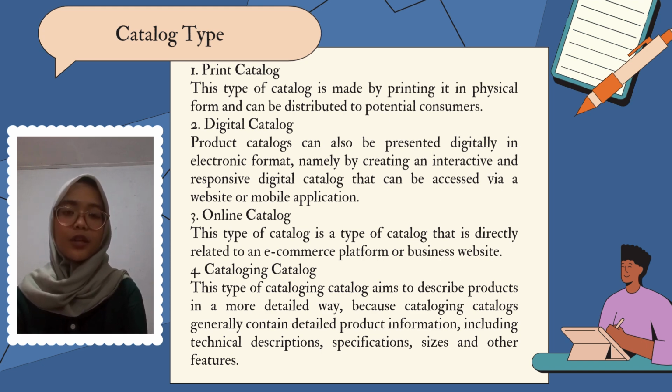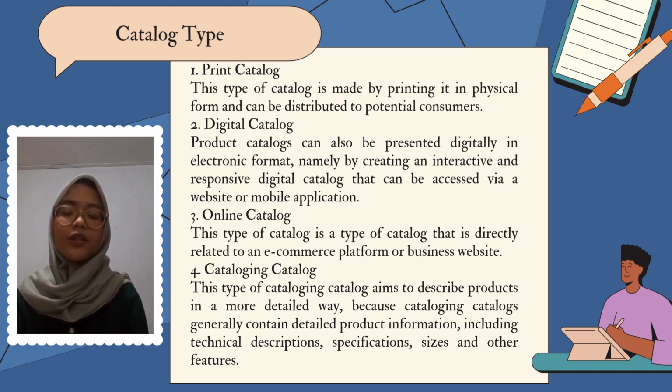And third is the online catalog. This type of catalog is directly related to an e-commerce platform or business website. This type of catalog can update and expand the product catalog in real time. The online catalog includes several things that can make it easier for customers to search for products, because this catalog has search and filter features. Apart from that, it can also display detailed product information, customer reviews, as well as easy purchasing and payment options.